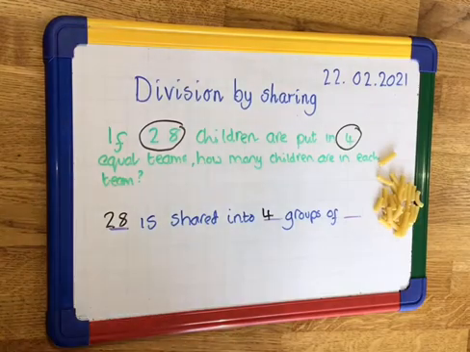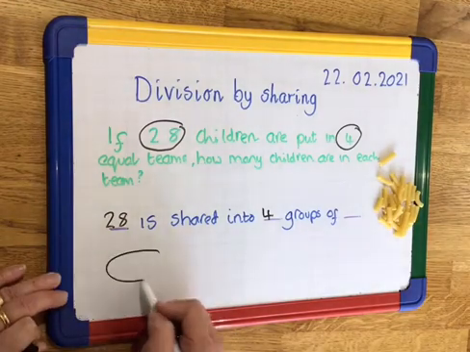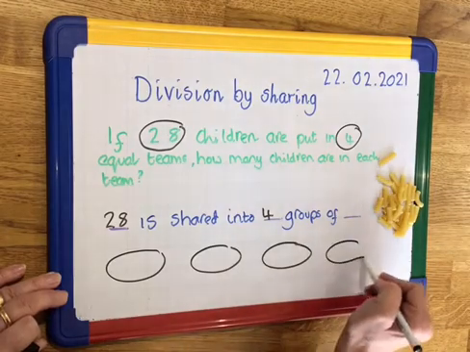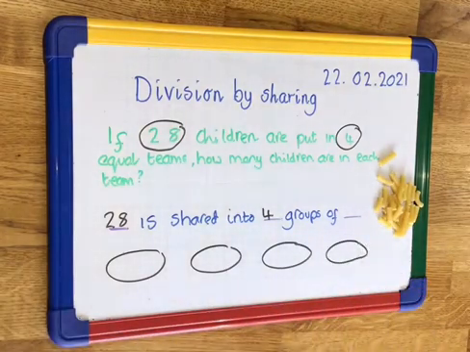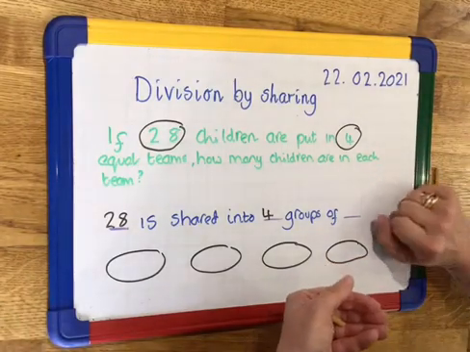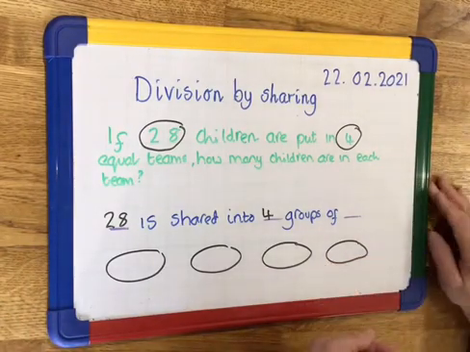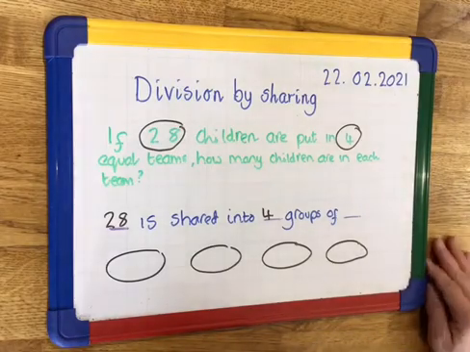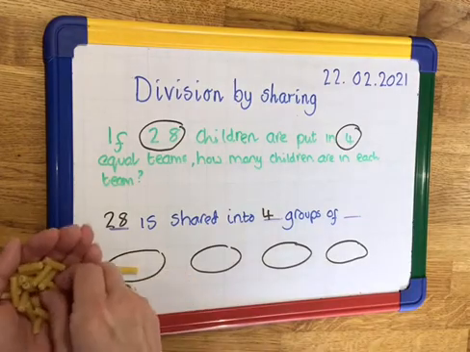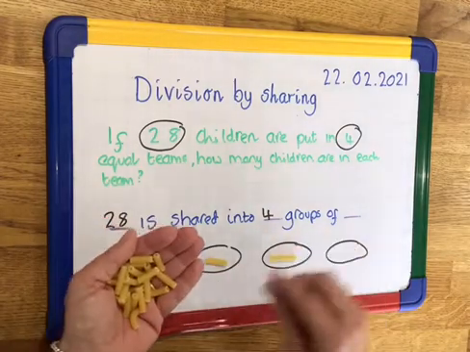Okay, so how am I going to do that? Let me draw 4 circles. And here are my 28 pieces of pasta, and I'm going to share them equally. Hopefully I'm not going to lose some on the way. So let's see what I'm going to do. So 1, keep going until I've used them all up.